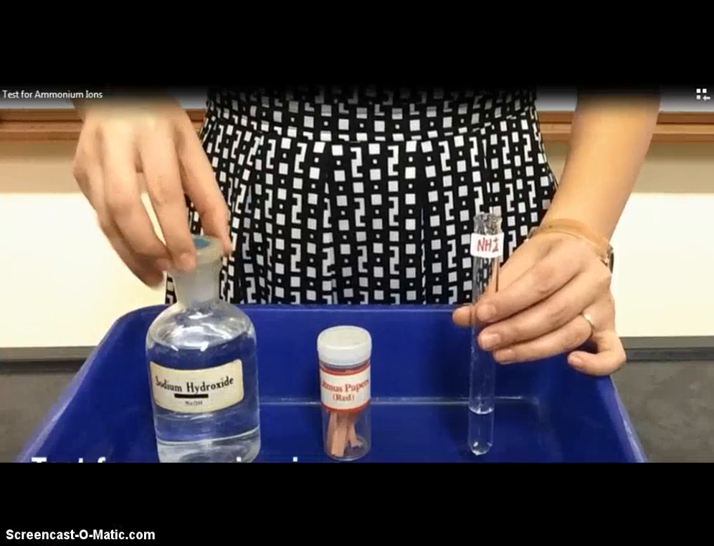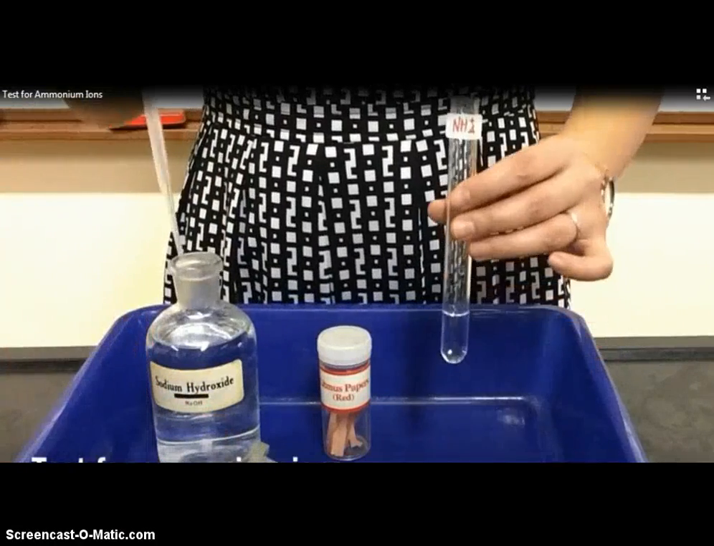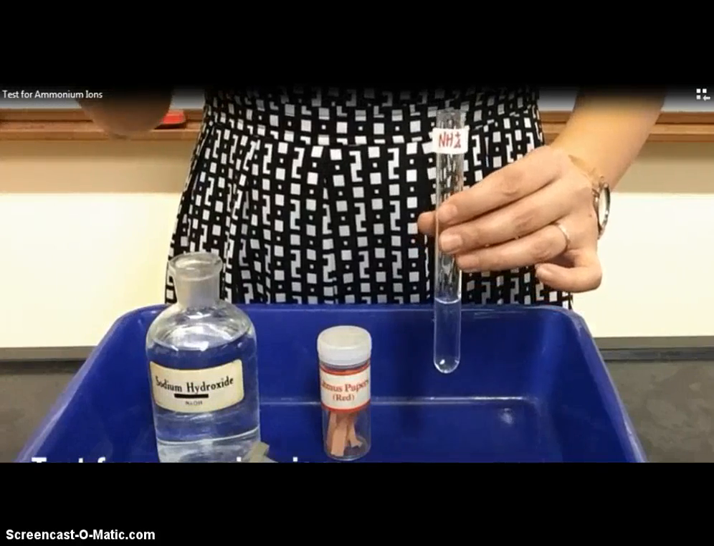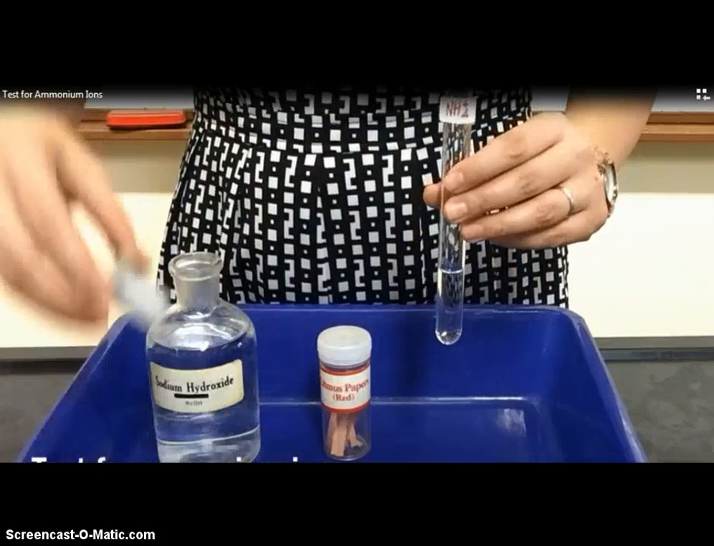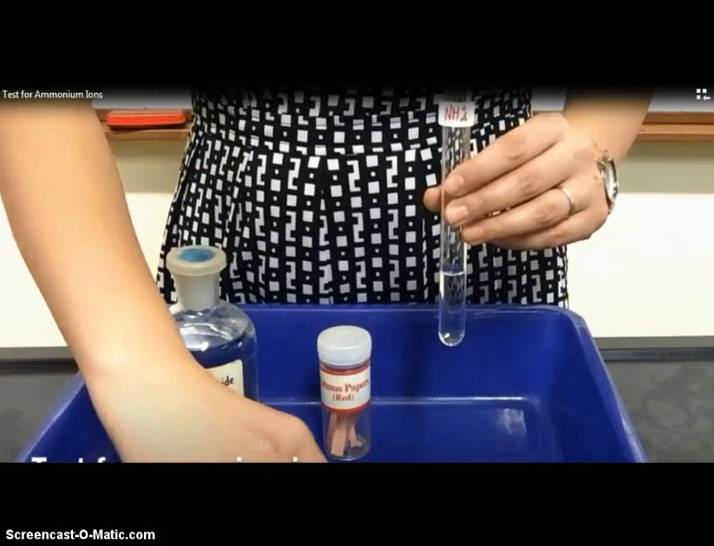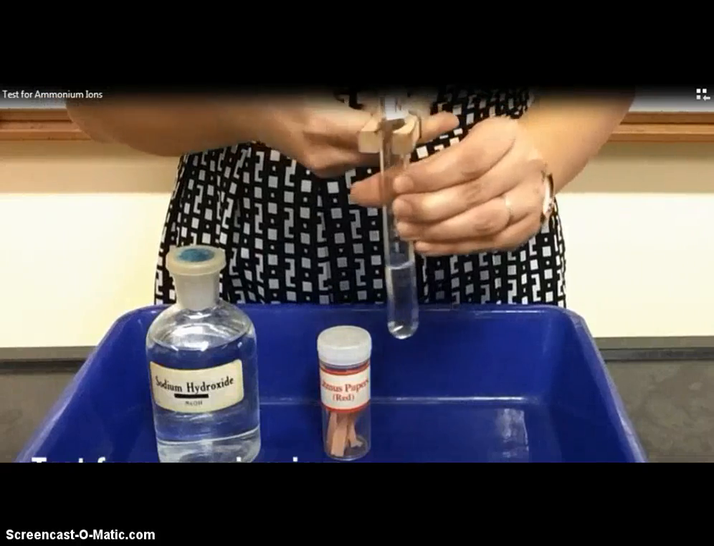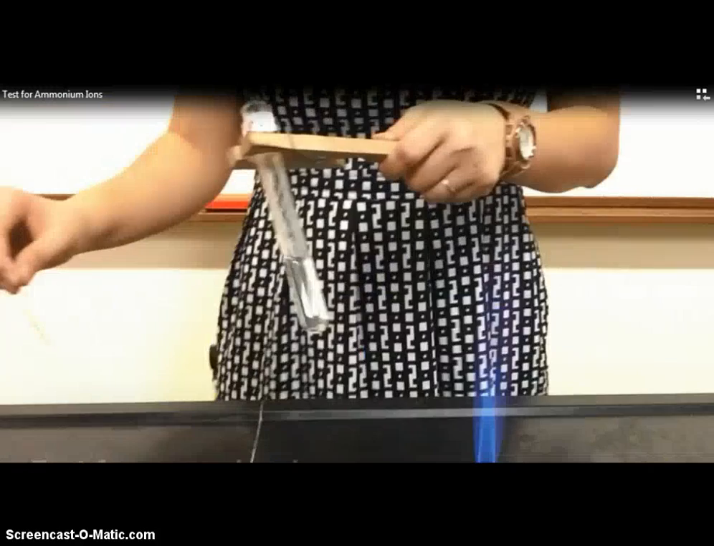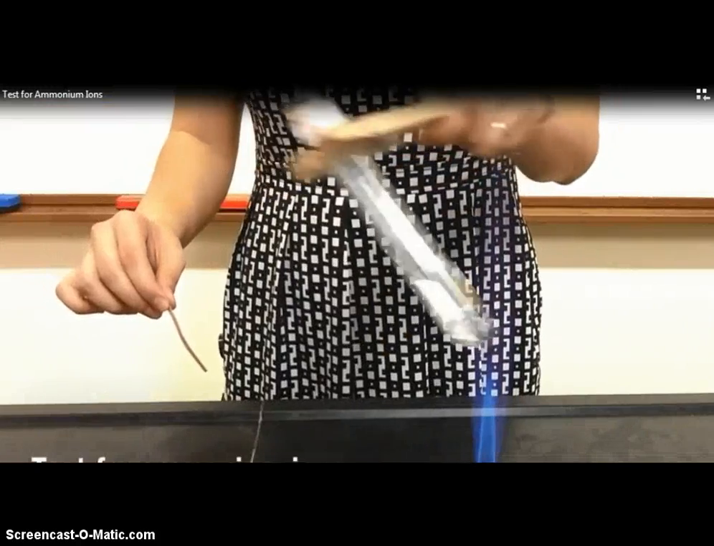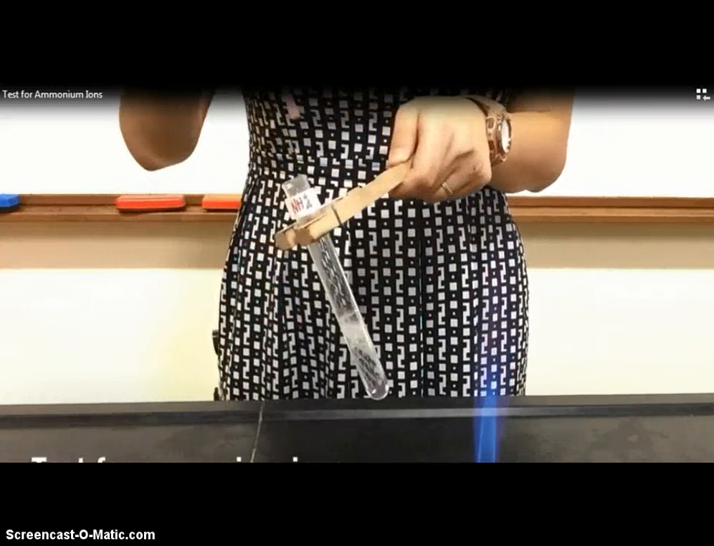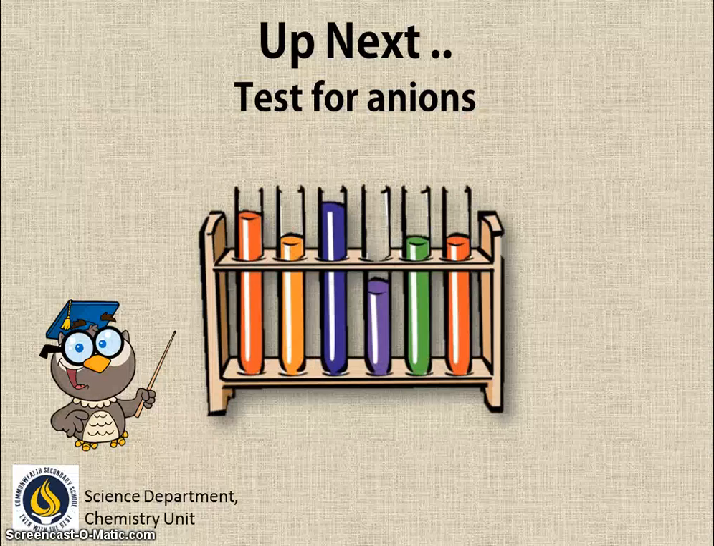Let us take a look at the actual testing of the ammonium ion. Aqueous sodium hydroxide is added to a sample of solution containing the ammonium ion. There is no precipitate formed. We then proceed to warm the mixture gently. When a piece of moist red litmus paper is placed at the mouth of the test tube, the litmus paper turns blue. We have completed the cation test segment.